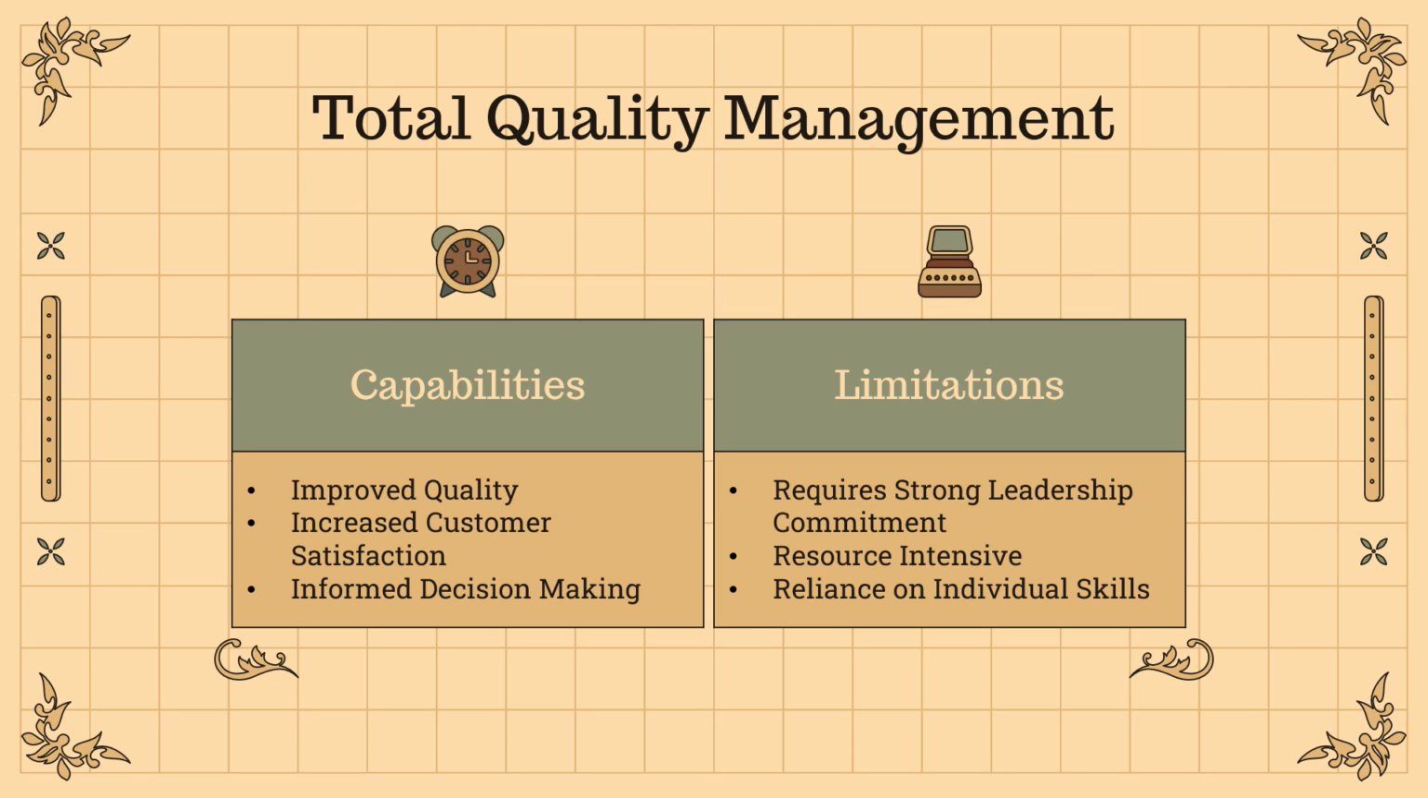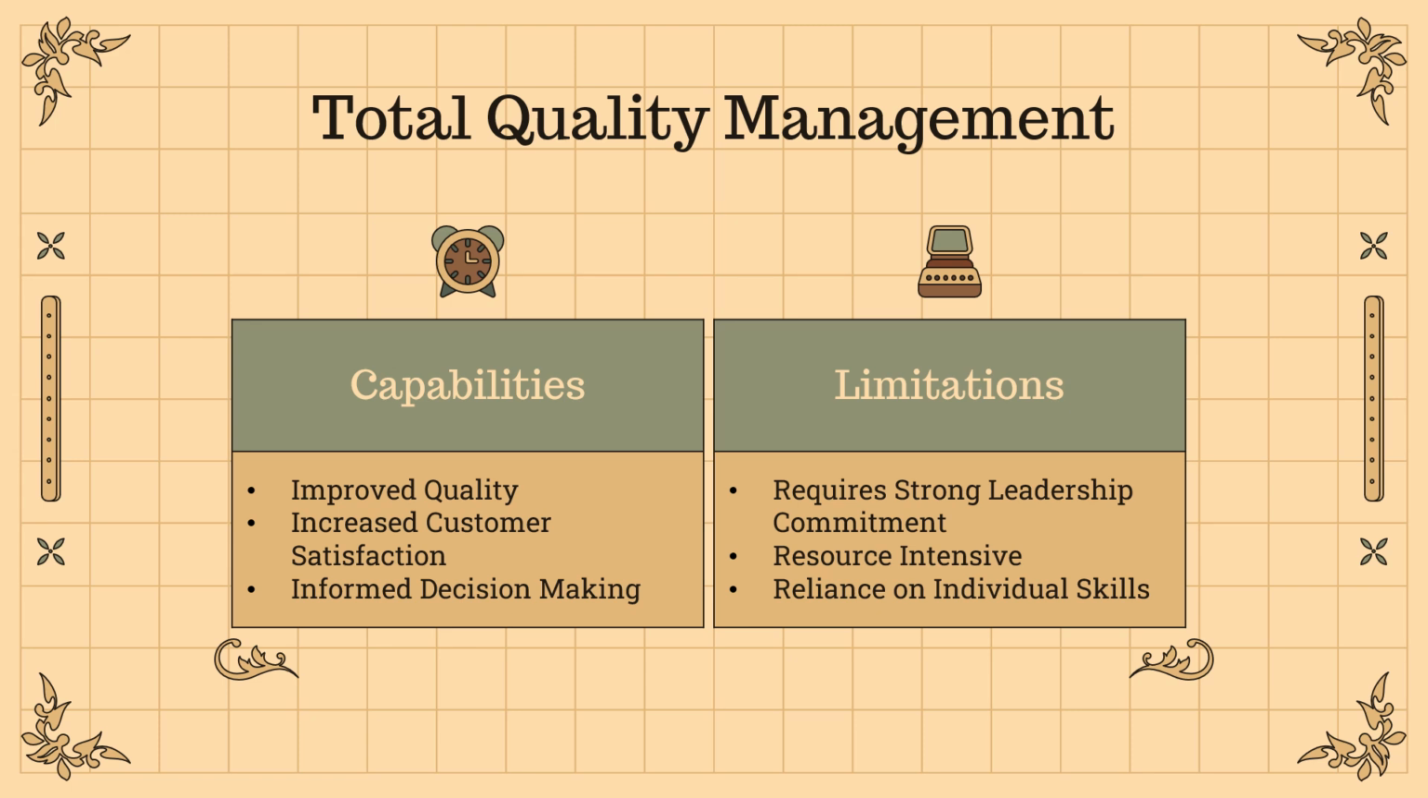Some capabilities are improved quality because you are getting rid of any errors, increased customer satisfaction because you're refining the manufacturing process and making sure the product fits well within the guidelines of the customer, and informed decision making because you're learning more about the product and any errors and you're able to make better future decisions.